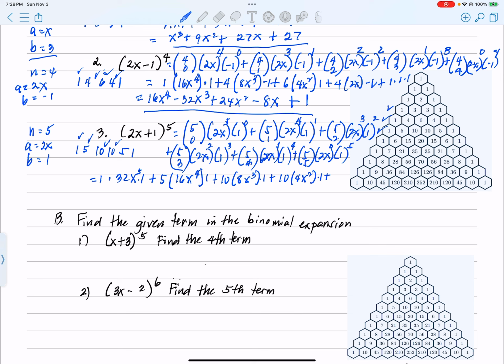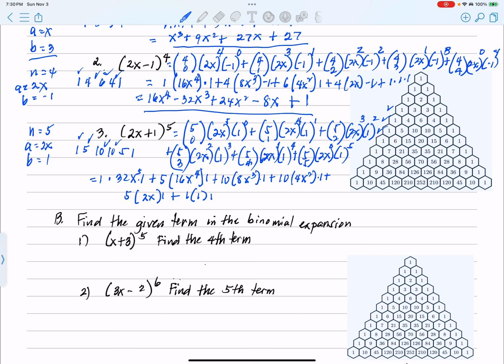5 choose 4. Let me see, I'm checking. 5, 4, 3, 2. Okay, 5 choose 4 is 5 times 2x times 1. 5 choose 5, it's 1. 2x is 1. 1 to the 5th, it's 1.